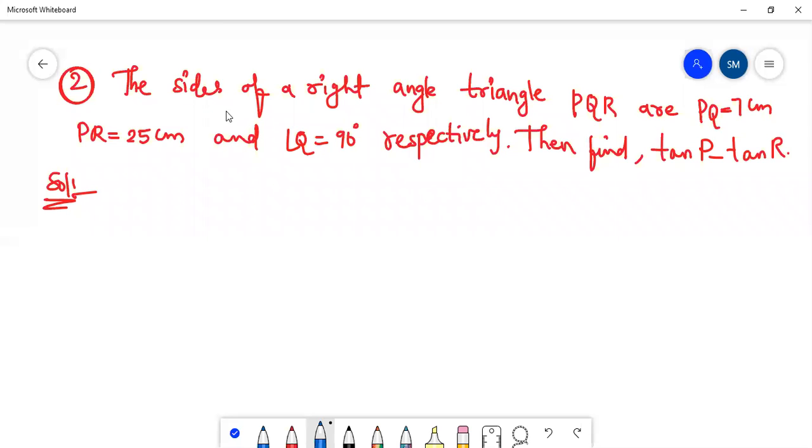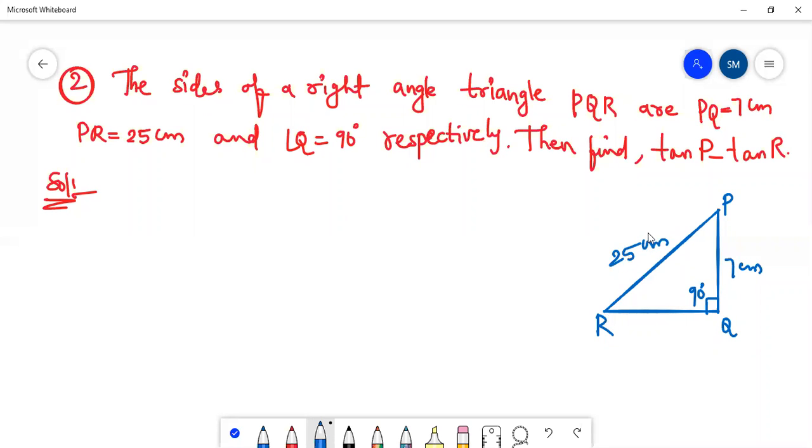The second problem: the sides of a right angle triangle PQR, angle Q is 90 degrees. This is the Q angle, this is 90 degrees. Suppose we are taking the points P, Q, R. Here PQ is 7 centimeter, PR is 25 centimeter respectively. Then find tan P minus tan R.